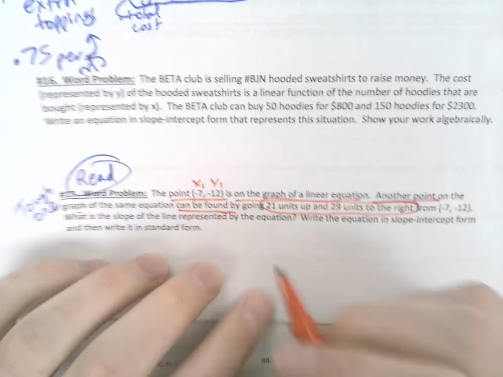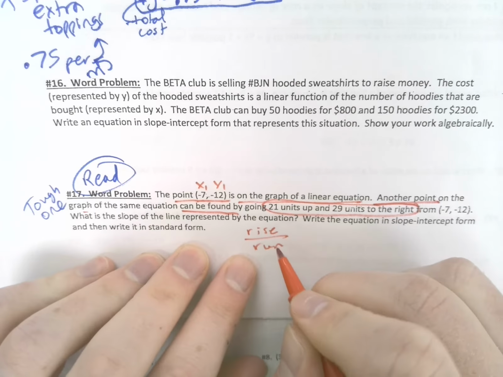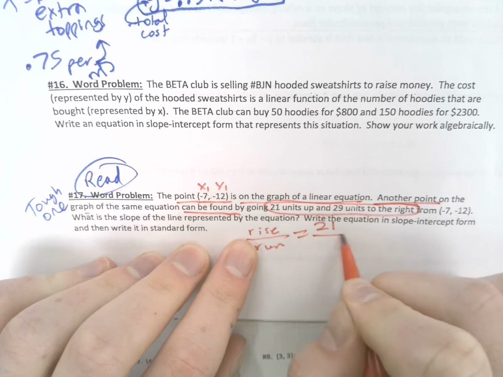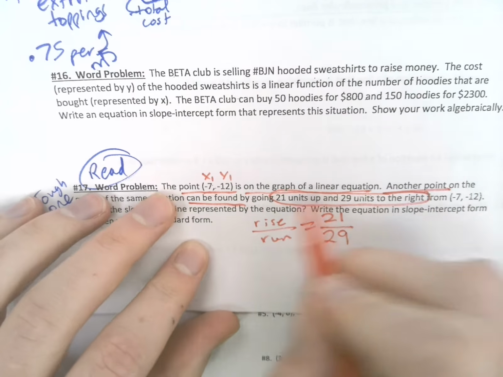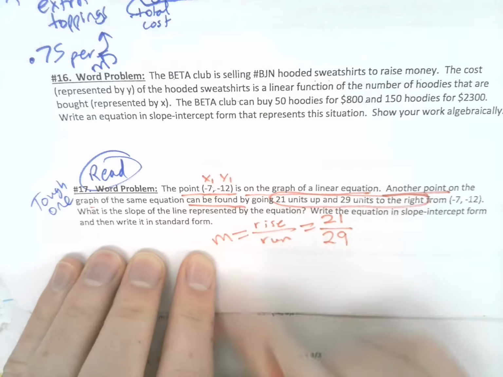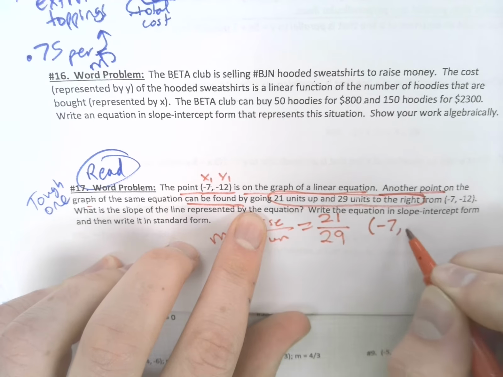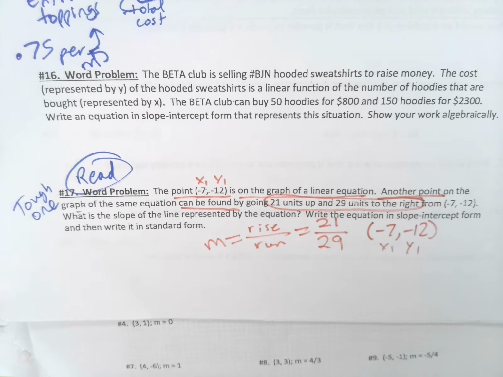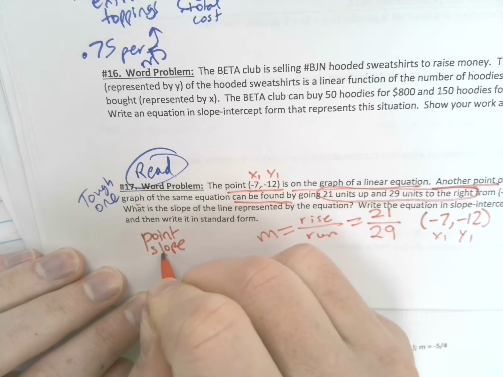Now, wait a minute. I don't know about you. Doesn't that sound like rise over run to you? We rise 21 units up, and we go right, which is positive, 29 units. So what did they just give us here? They just gave us the slope. So we have a slope, and we have a point. Are you guys thinking what I'm thinking? I'm thinking we're about to use point slope form.